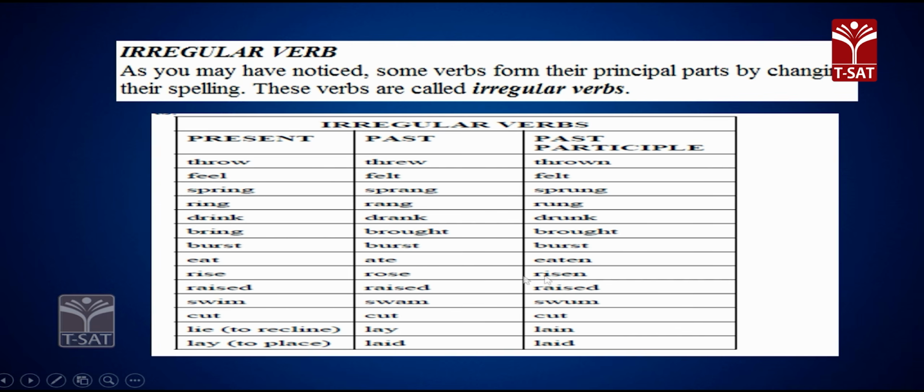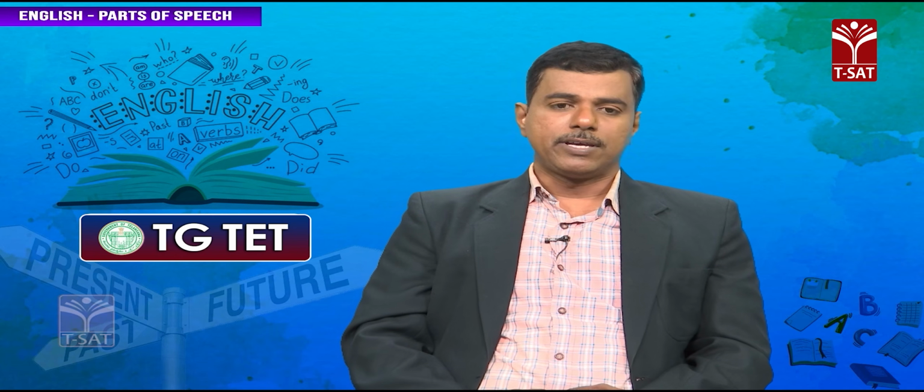Eat, ate, eaten. Rise, rose, risen, rising. Raise, raised, raised, raising. Swim, swam, swum, swimming. Cut, cut, cut, cutting, right? Lie, lay, lain. Lay, laid, laid, laying, something like this. So these are some of the verb categories.